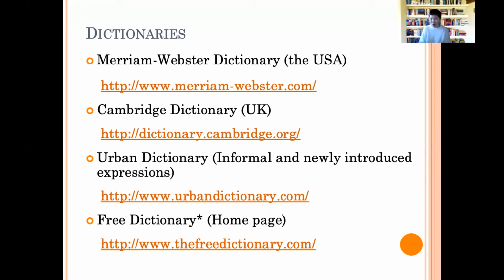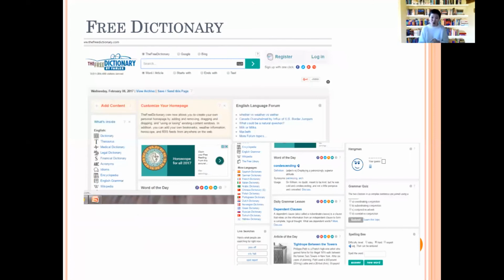Urban Dictionary is great for informal and newly introduced expressions. So you'll find the words that can't be found in other ones. And the last one is Free Dictionary. I love Free Dictionary because it's not only a dictionary, but it's also a platform. So it's the place where you can explore, you can ask questions, you can play games. So it's a great, interactive platform, not only to find words, but also to learn language. We can look at the front page and you will understand why it is my favorite. There is also an application, you can download it and just enjoy having it.